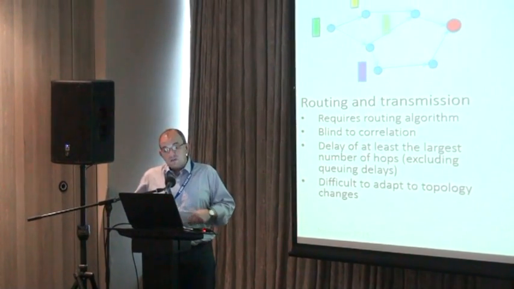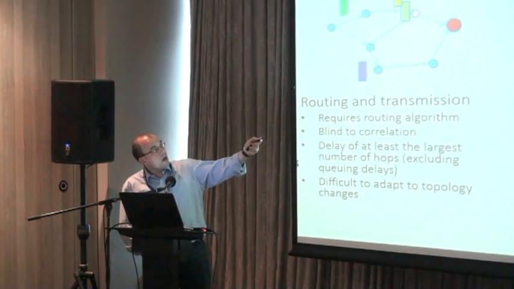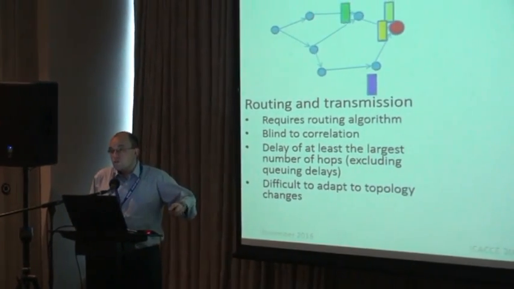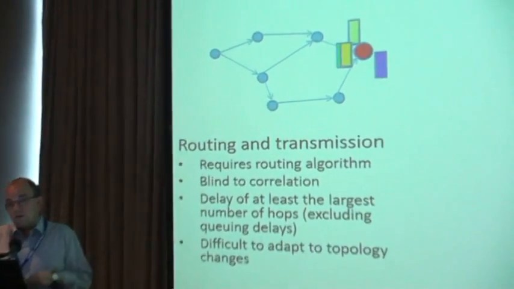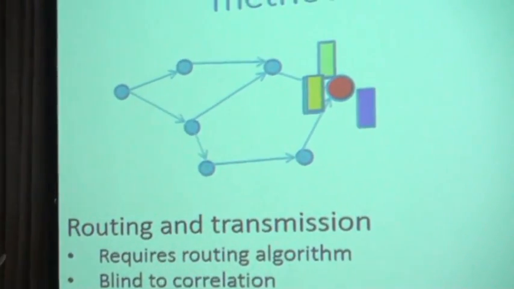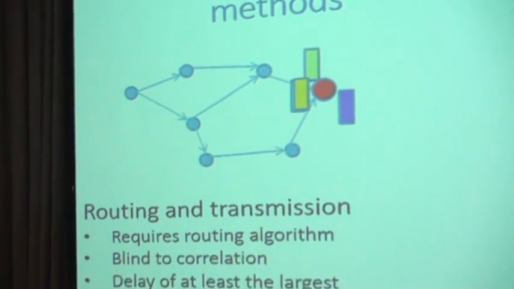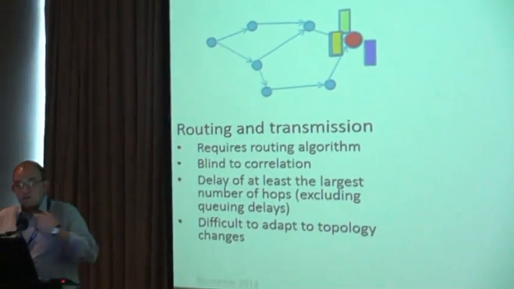So if I redo this animation, there's queuing at some point at this node, and so the packets can only leave that node sequentially. So queuing plus number of hops gives you the minimum delay you can achieve in gathering the data at the sync node.